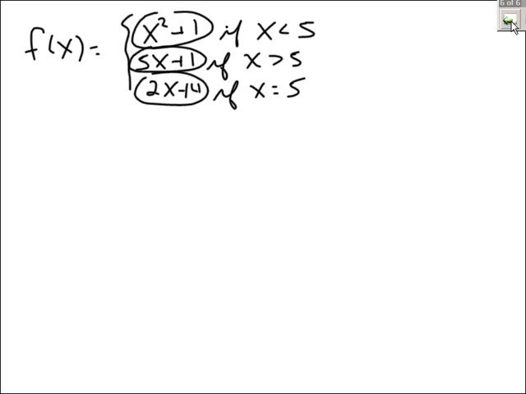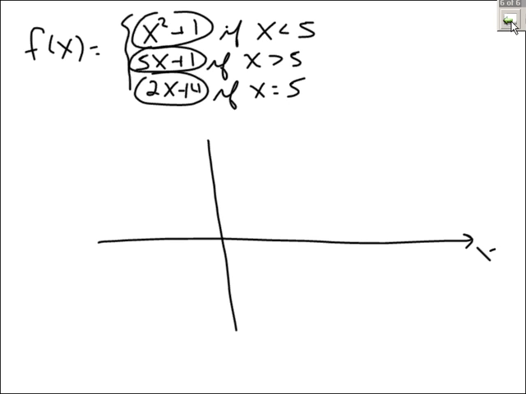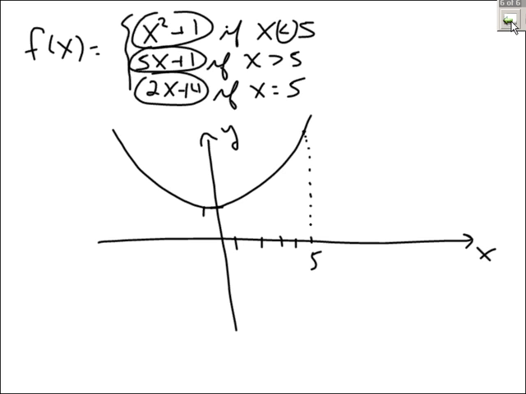For example, let us actually draw this graph. X squared plus 1 goes up 1. It's the quadratic. Looks just like that. But we're not supposed to go past 5. We're not supposed to go past here. Since it doesn't say equal, I put an open circle there. And this portion of the graph gets erased.